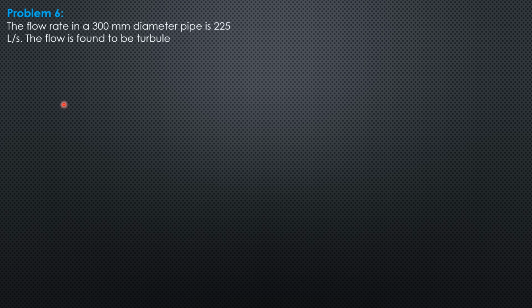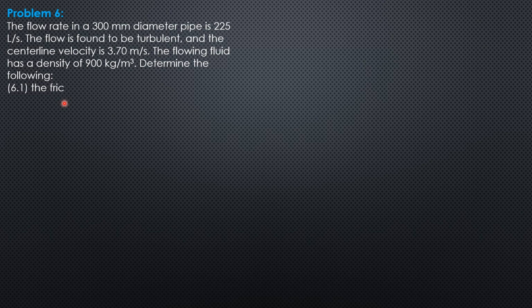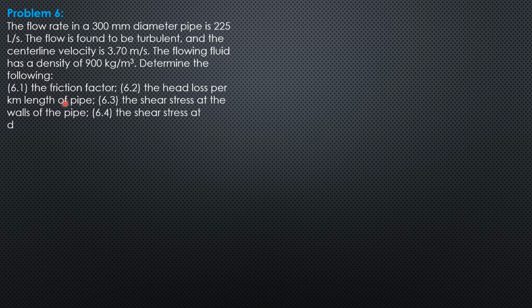Hello everyone, this is example 6 on pipe friction in turbulent flow. The flow rate in a 300 millimeter diameter pipe is 225 liters per second. The flow is found to be turbulent and the center line velocity is 3.7 meters per second. The flowing fluid has a density of 900 kilograms per cubic meter.